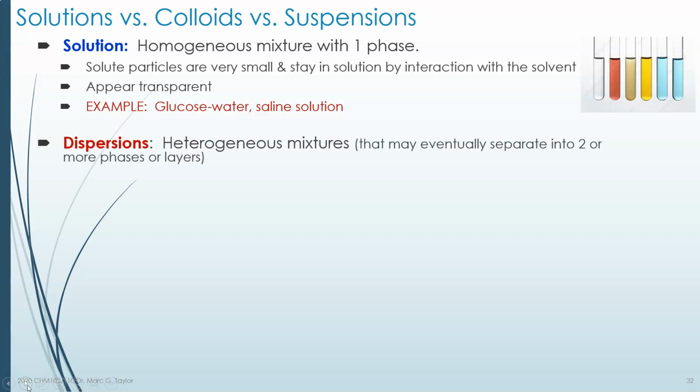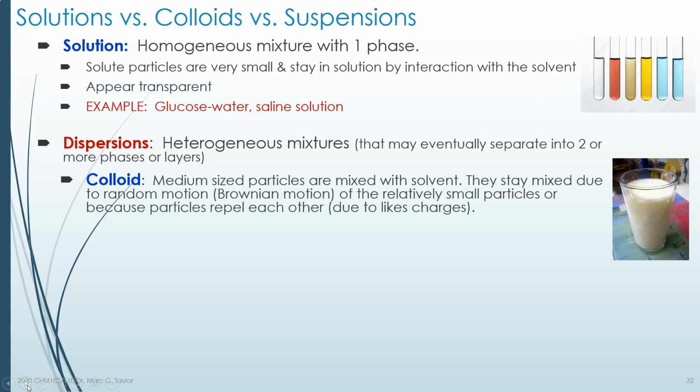But we also have something called dispersions. Dispersions are heterogeneous mixtures. They're not completely mixed molecule by molecule the way solutions are. And given enough time, they may even separate into two or more phases or layers. So they come in two varieties. The first one is called a colloid, or colloid suspensions, colloid dispersions, or colloid solutions, but really they should be called colloids or colloidals. And these are medium-sized particles mixed with a solvent.